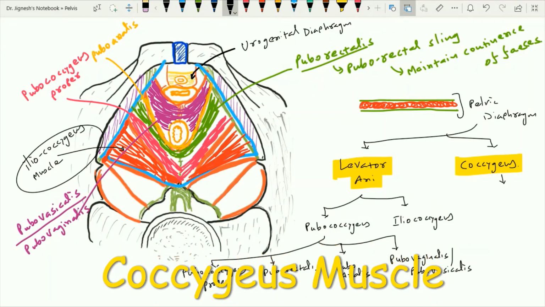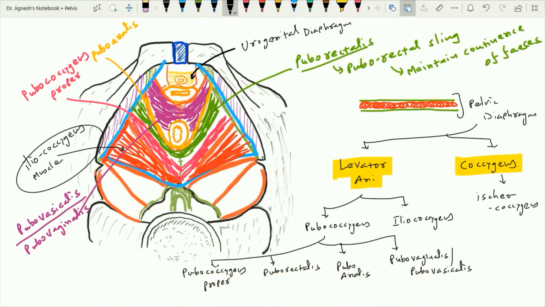Now let's see the coccygeus muscle. The other name of this coccygeus muscle is the ischio-coccygeus muscle. It is one of the parts of the pelvic diaphragm which arises from the ischial spine and inserts over the coccyx as well as the lower part of the sacrum, and that's why this muscle is called the ischio-coccygeus muscle.